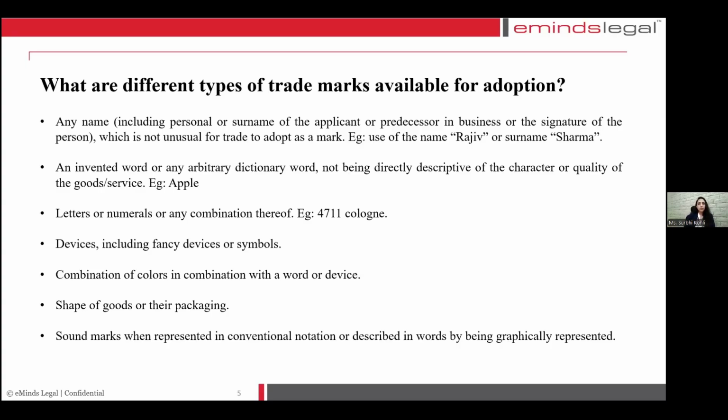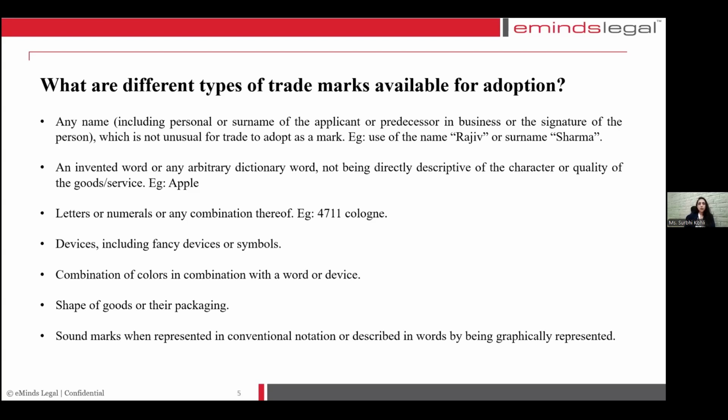An invented word or any arbitrary dictionary word, not being directly descriptive of the character or quality of the goods or services. For example, Apple. Now, Apple, when we see, is from the fruit industry. Now, you want to go ahead and get a registration of the word Apple in the fruit industry or the food industry. That's not going to happen. But getting the mark Apple registered in the electronics industry, like we all know, iPad, iPhones, that's possible because Apple is not an arbitrary or dictionary word in that particular line of business. So you can get the mark Apple registered then.